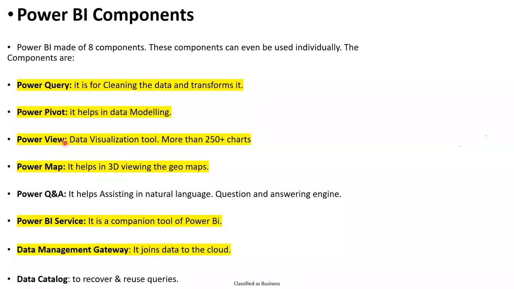And view is for report design, where we develop visuals, right? So it supports 250 different charts. Power Map helps with 3D viewing of maps, and there are geospatial layers in Power Map. If there is country information in our data set, once we pull the country information to the canvas, it will be detected automatically by Power Map.